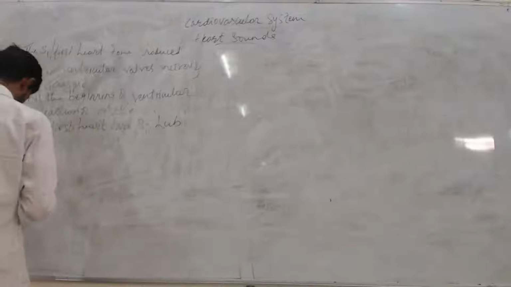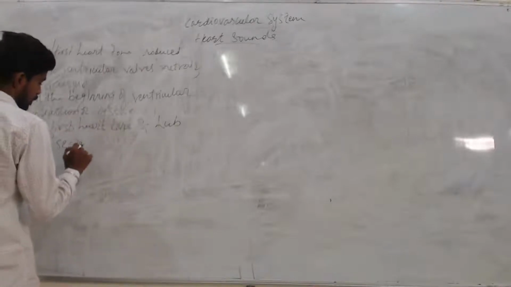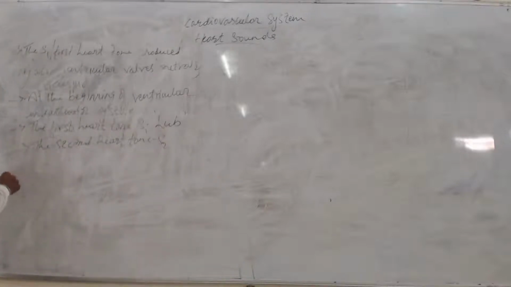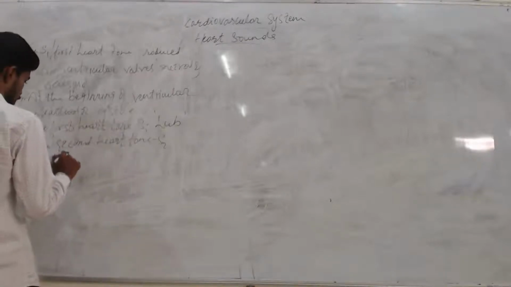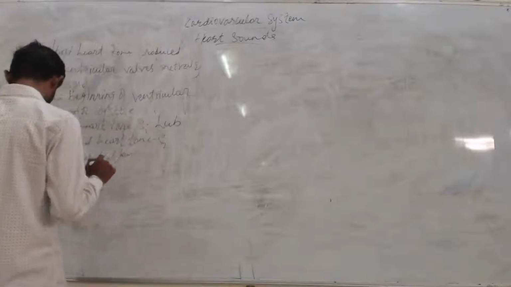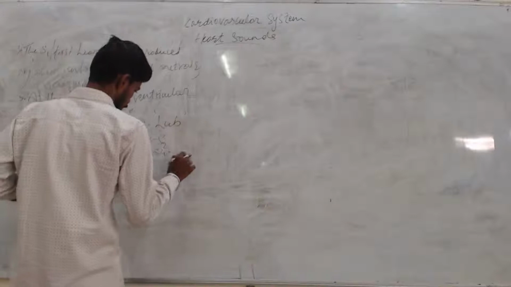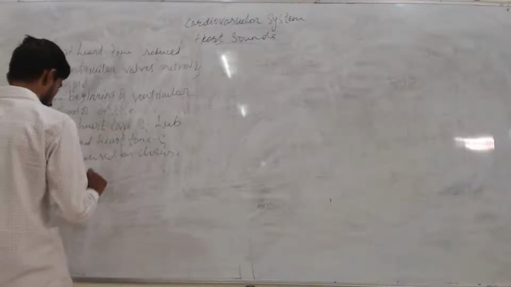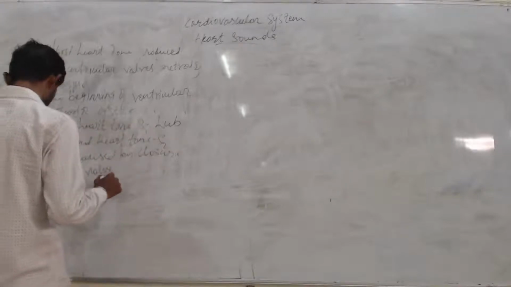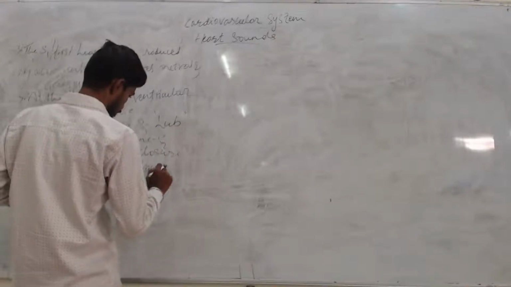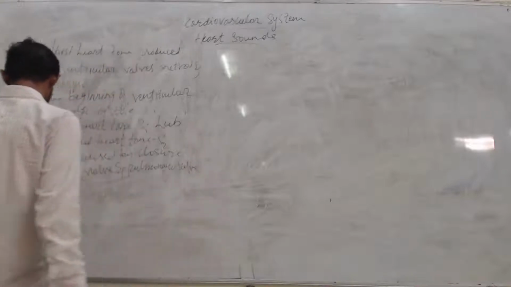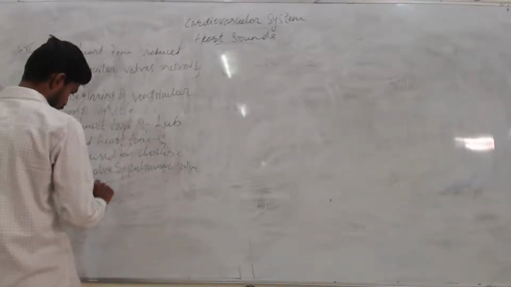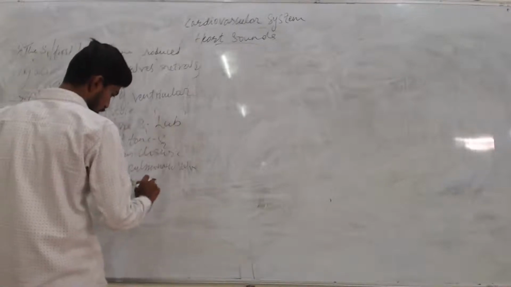The second heart tone, S2, we can say, is caused by closure of the aortic valve and pulmonary valve at the end of ventricular systole.